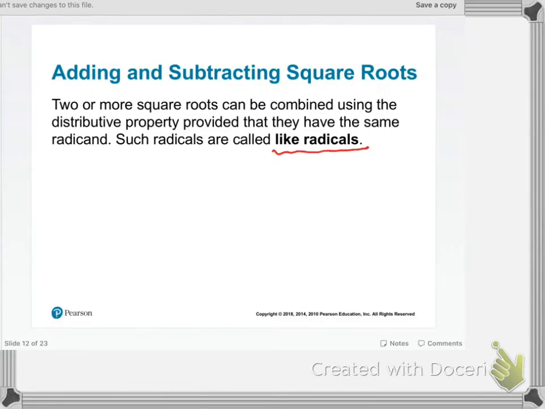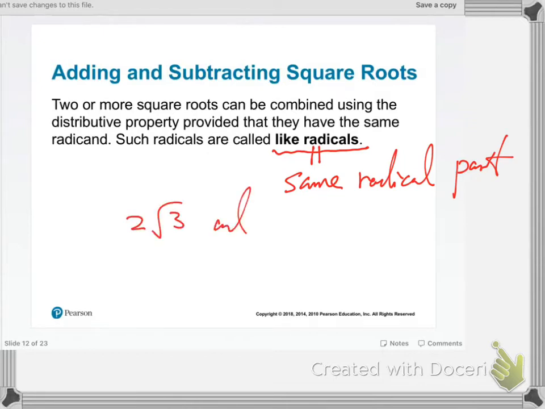So what do like radicals mean? Exactly the same radical part. For example, 2 square root of 3 and 5 square root of 3 are like radicals because they have the same radical part, square root of 3.